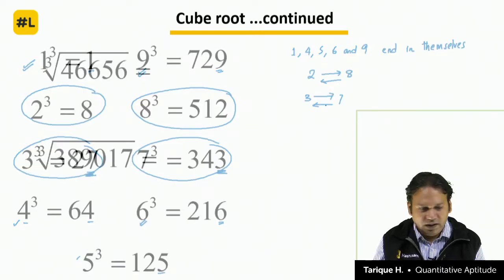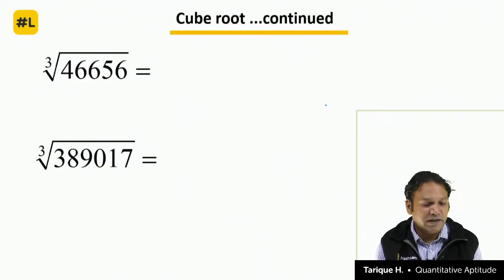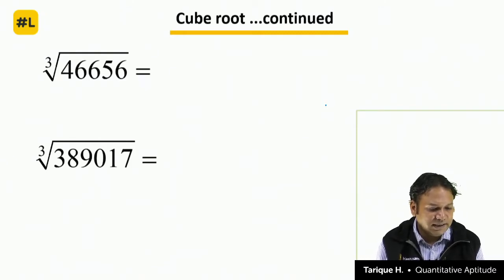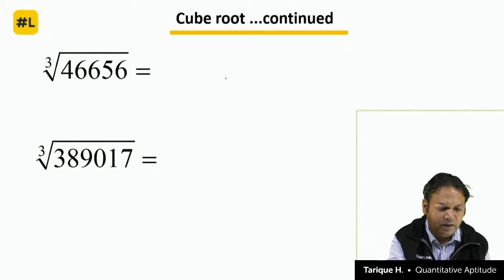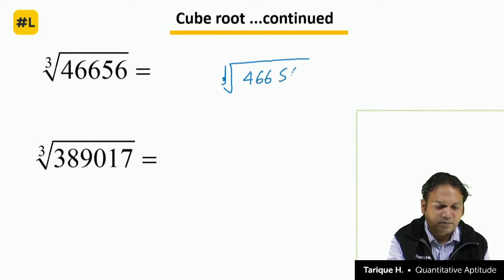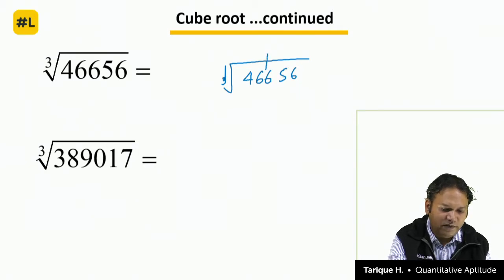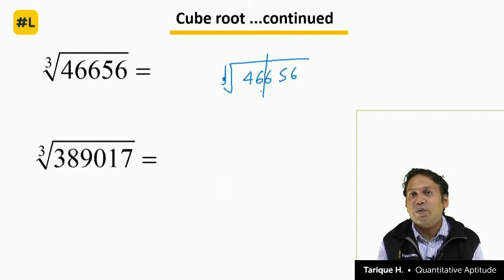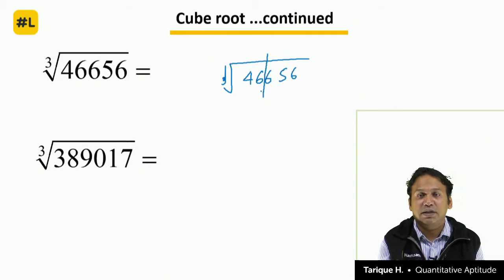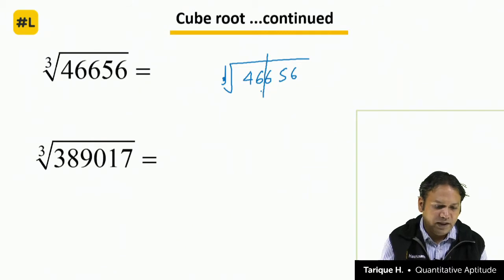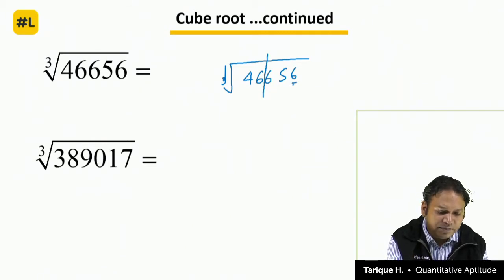So let us see the same two examples which I had started the cube root discussion with. Finding out the cube root of 46656. What we do here is we cut off the last 3 digits. In square roots we are cutting the last 2 digits. In cube roots we will cut the last 3 digits. We will see the last digit here.